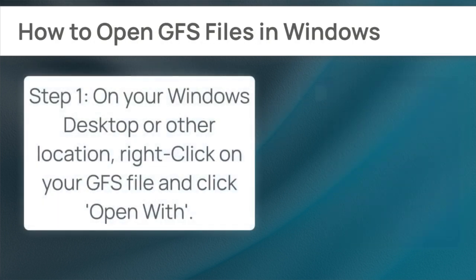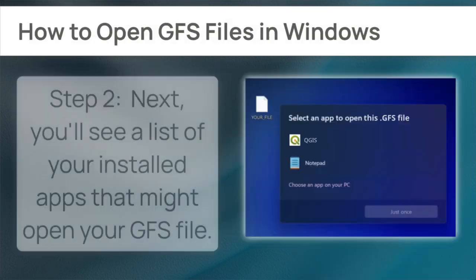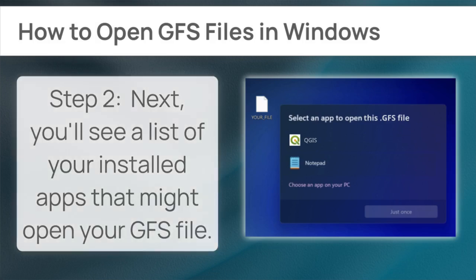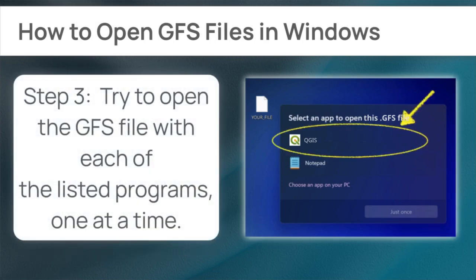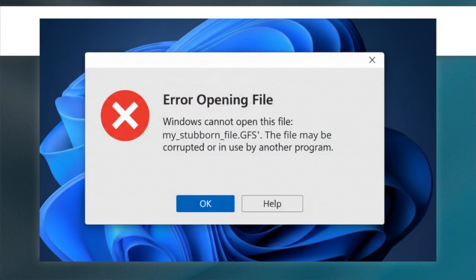To open this specific GFS file, right-click your file and select Open With. If QGIS is available, use that first. If it's missing, choose another program. Don't worry if it takes a few tries. If you still can't open the GFS file, it's okay.